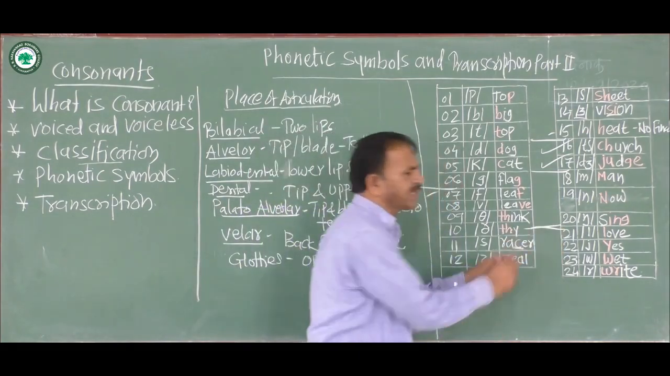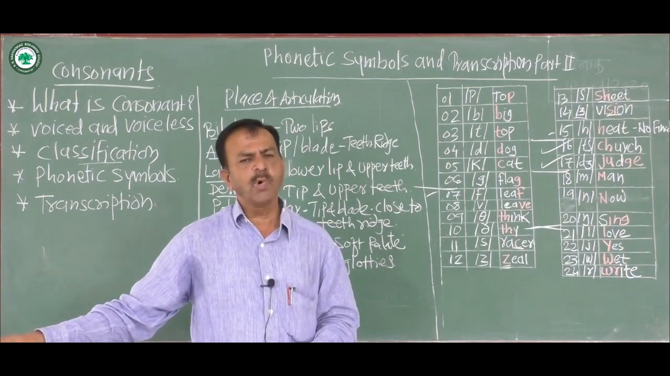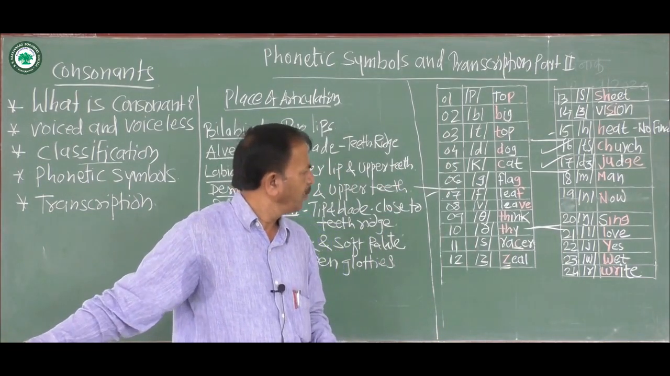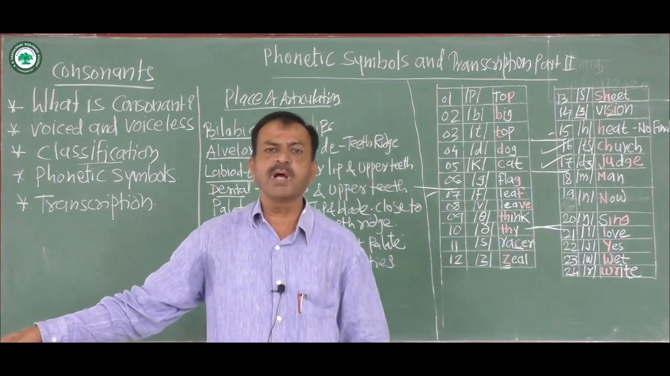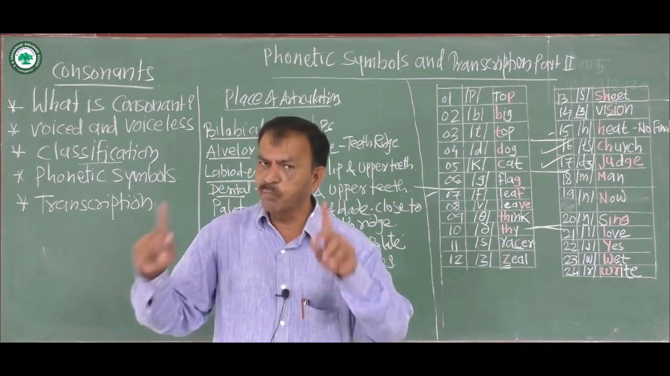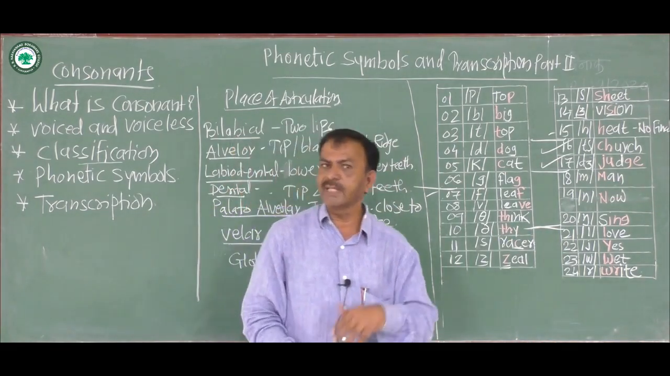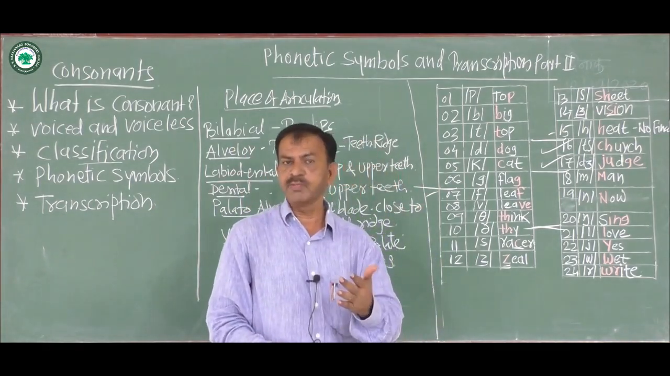Now we have studied 20 sounds. Four sounds remain, and which are they? This is the symbol of the lateral sound, and there is only one lateral sound in English, and that is L. It is a voiced sound.